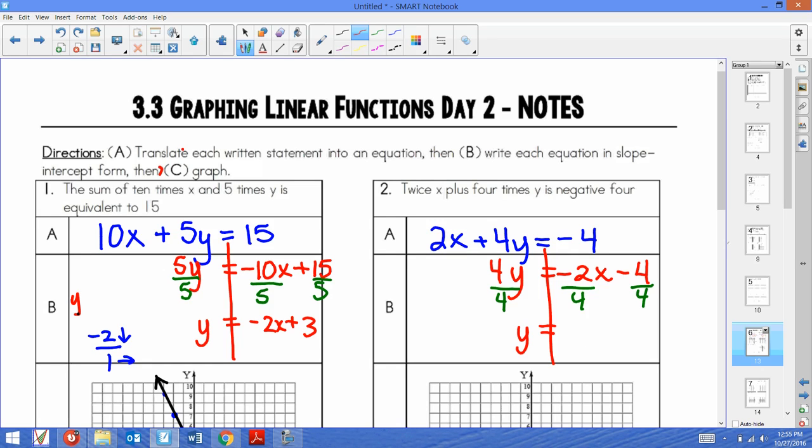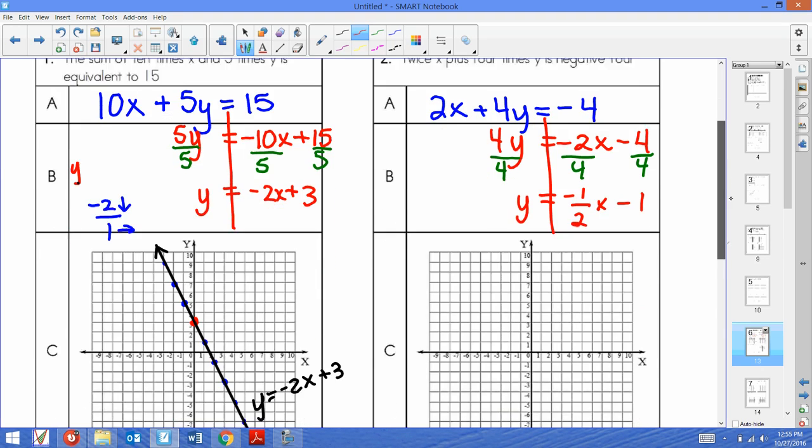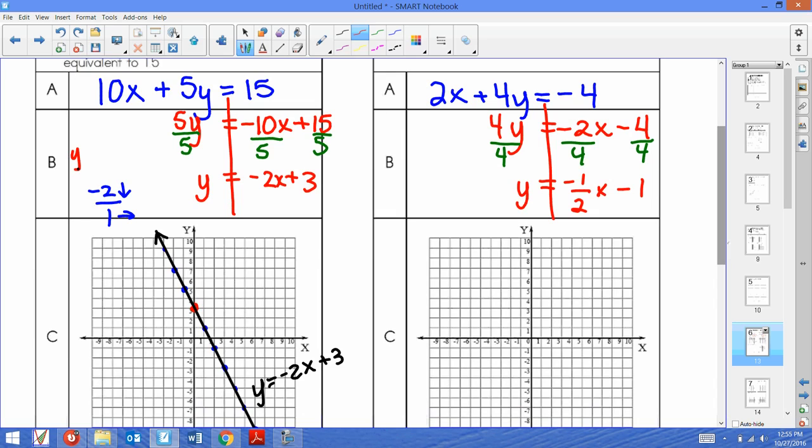Well, I would like you to use your calculator. Use that TI Nspire to type this in. Because if you're using the Nspire, it's going to spit out negative 1 over 2. And I really like this because the way that it's written is going to help us graph the slope. So the slope is negative 1 over 2, which means down 1 to the right 2.